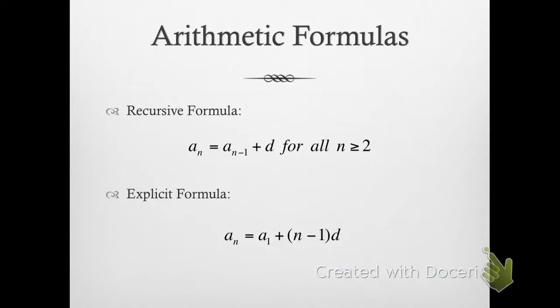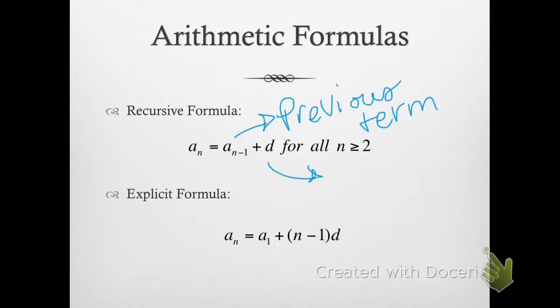There's a recursive formula and an explicit formula for the arithmetic sequences. The recursive formula takes a sub n minus 1. So that's the previous term. And adds the common difference. We can't do this unless we have at least 2 starter terms, so we can't do it with less than 2 terms.